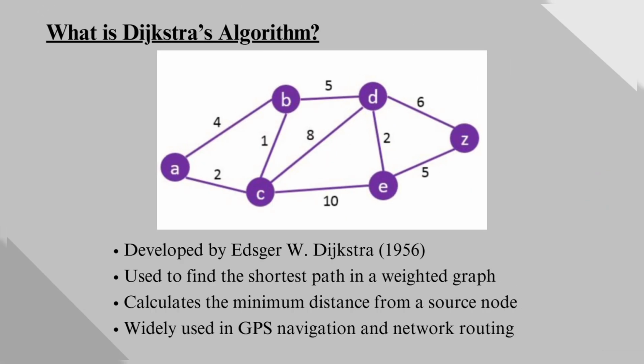Okay, let's see what is Dijkstra algorithm. Dijkstra algorithm is used to find the shortest path in a weighted graph. It calculates the minimum distance from the source node to all other nodes in the graph. In this algorithm, each connection between nodes has a weight which represents the distance. It is widely used in GPS navigation systems and computer network routing.